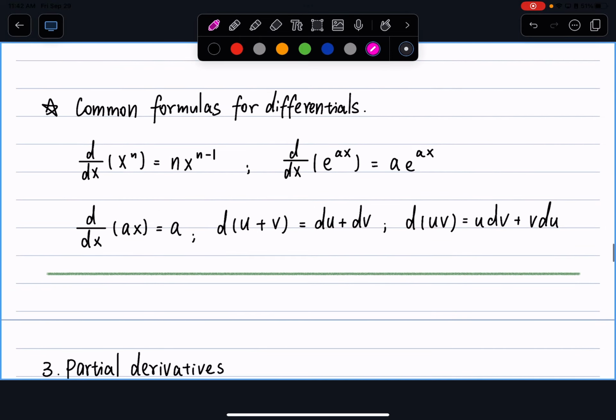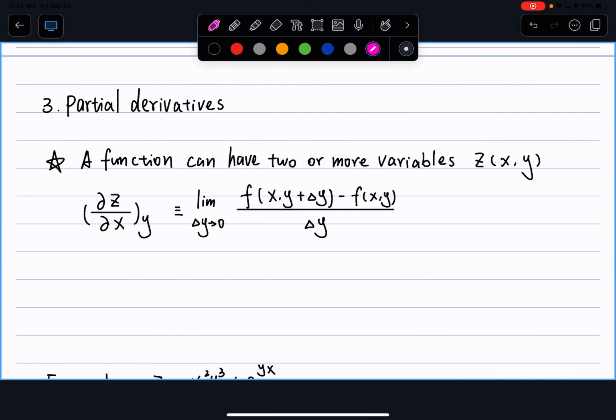And here are some of the common formulas for differentials. These are just really, really basic formulas. I don't really expect you to remember them, but if you use them 5 times, 10 times, eventually you'll get it. Okay.